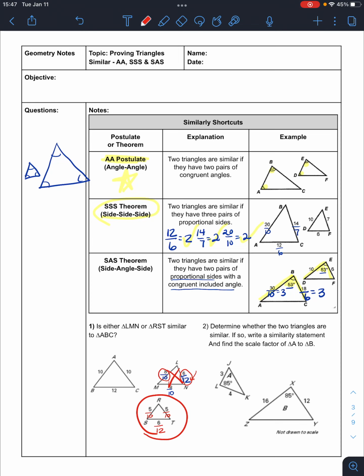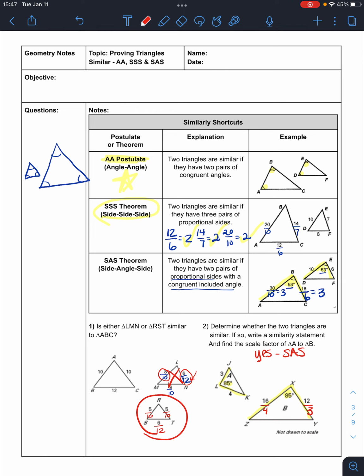Number 2 says to determine if the triangles are similar, and if so, write the similarity statement and find the scale factor from triangle A to triangle B. So I notice that I have my congruent angle. That angle is in between the two sides. Then I'm going to compare my short with my short. So my 3 gets compared with my 12, and my 4 gets compared with my 16. 16 over 4 is 4, and 12 over 3 is 4. So they have the same ratio. They have the same angle. So yes, they're similar by side, angle, side.